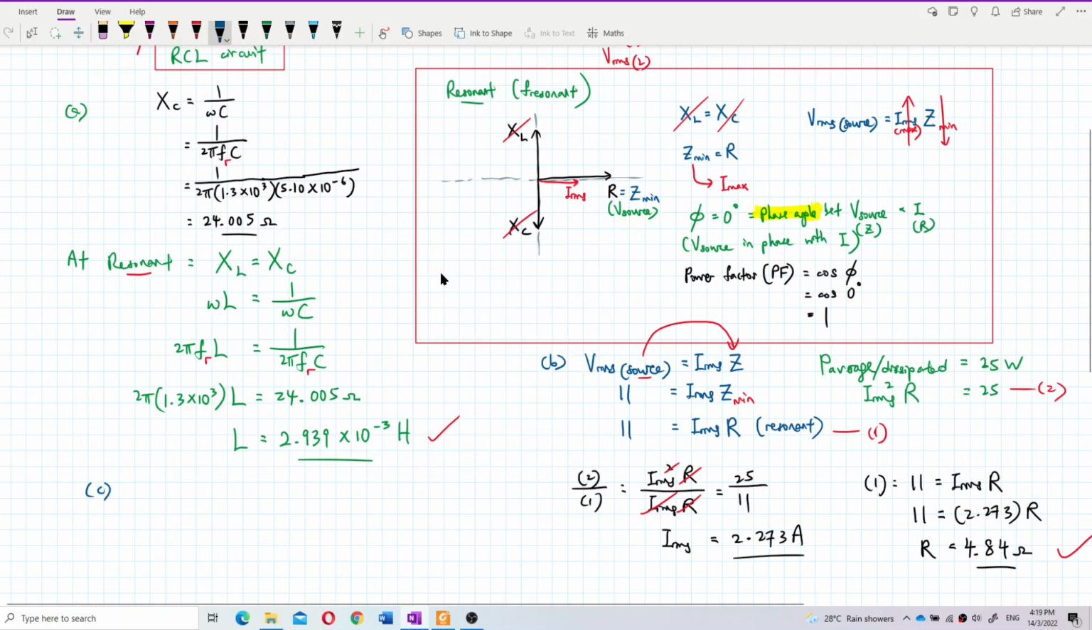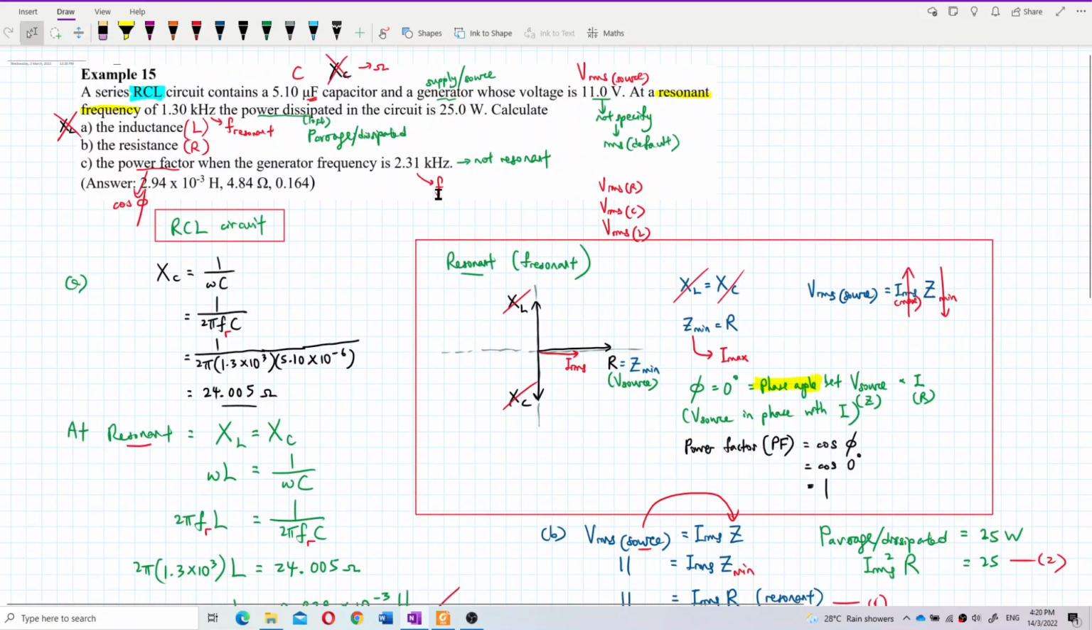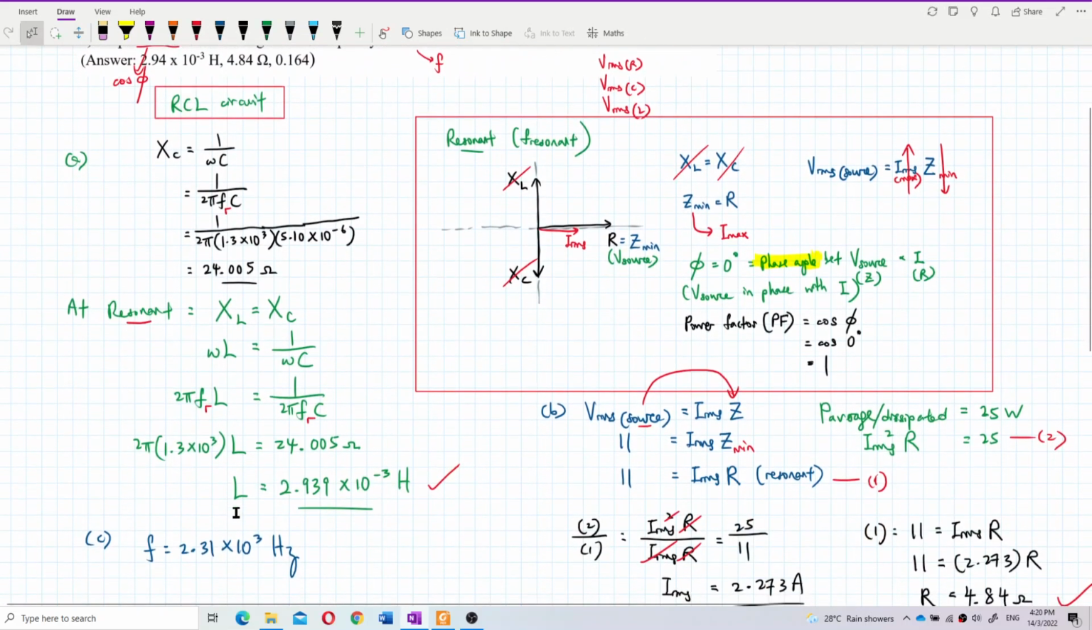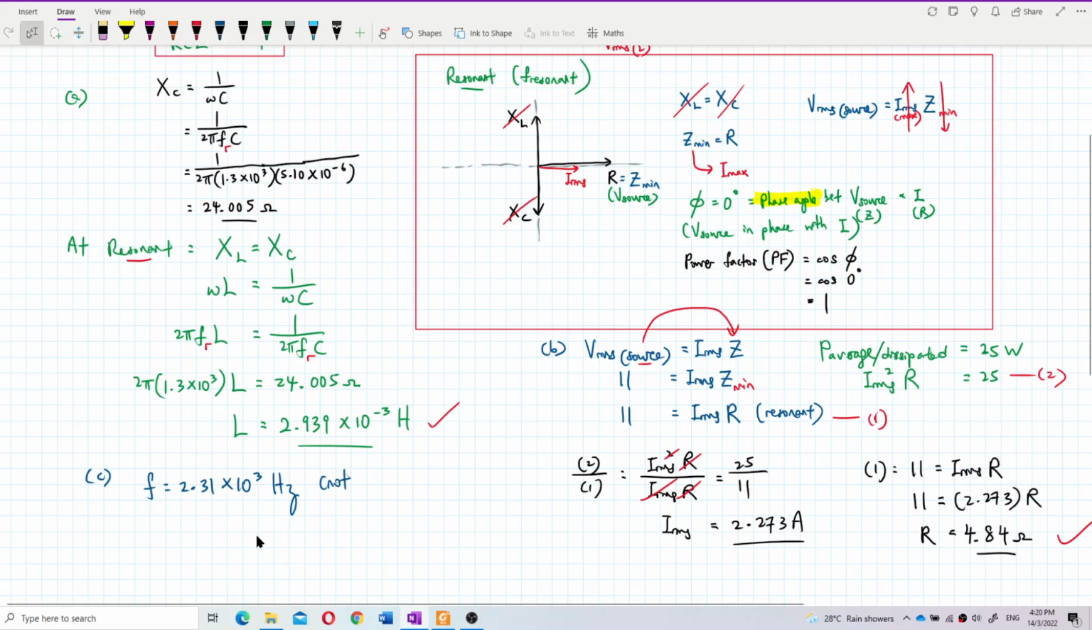Okay, question C. Now the frequency has become 2.31 kilohertz. Kilo, I need to change to exponent 3. This is not the resonant frequency anymore. So that means XL is not equal to XC anymore. Things have changed.